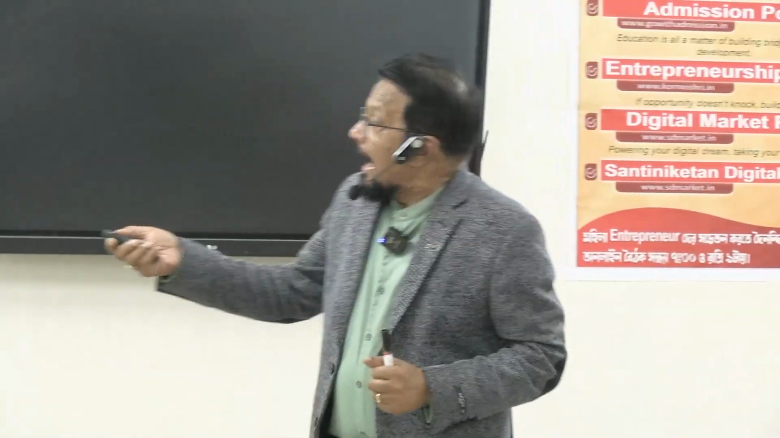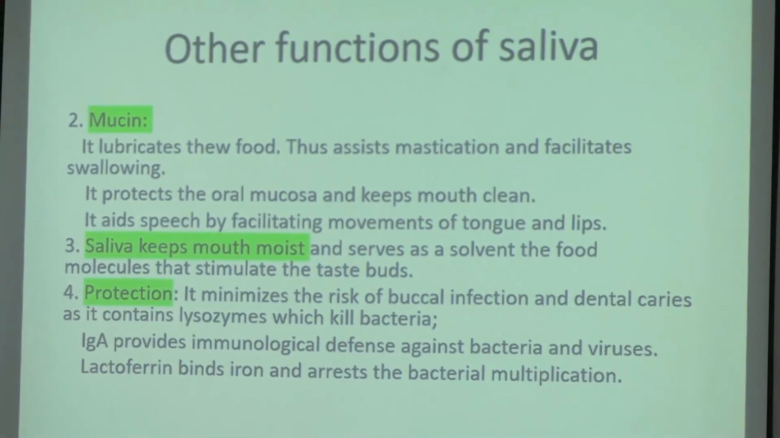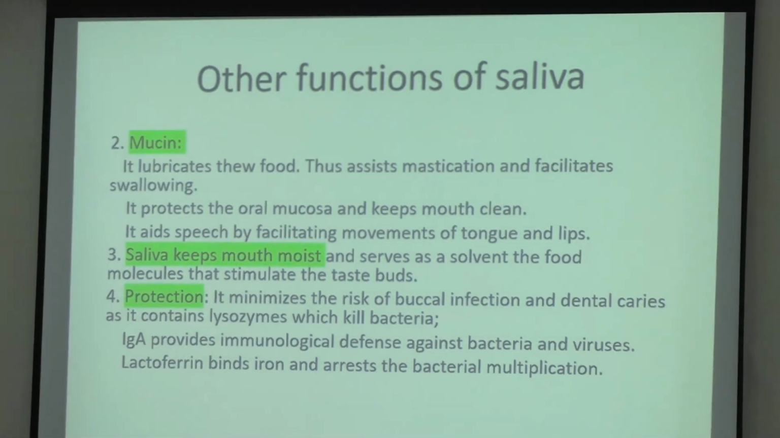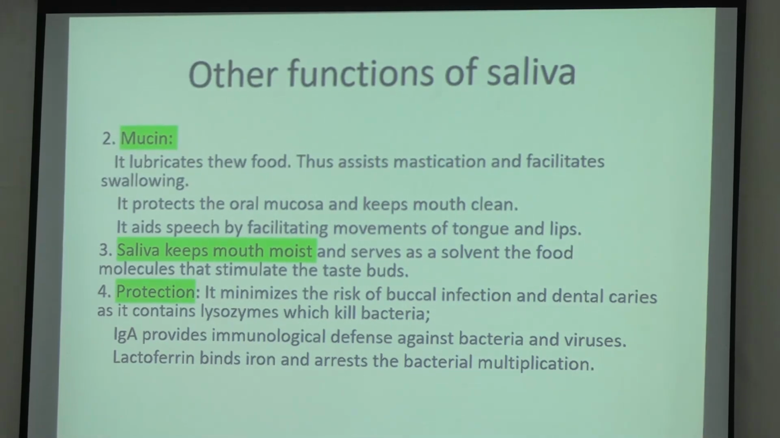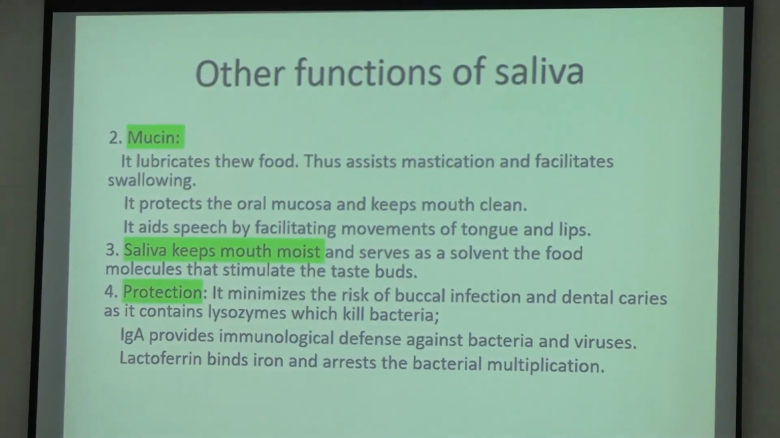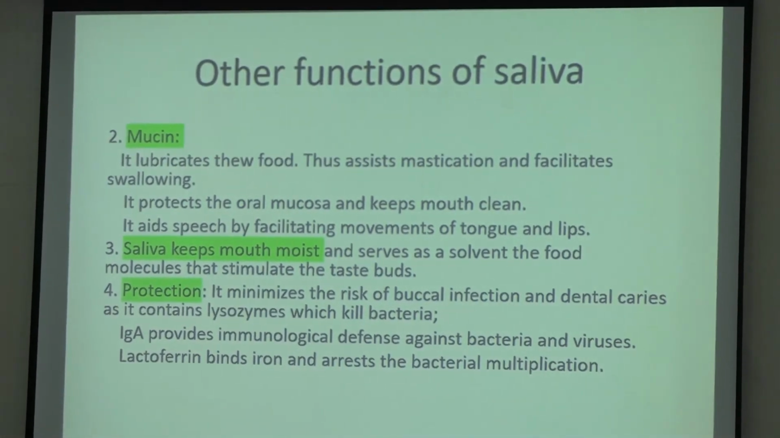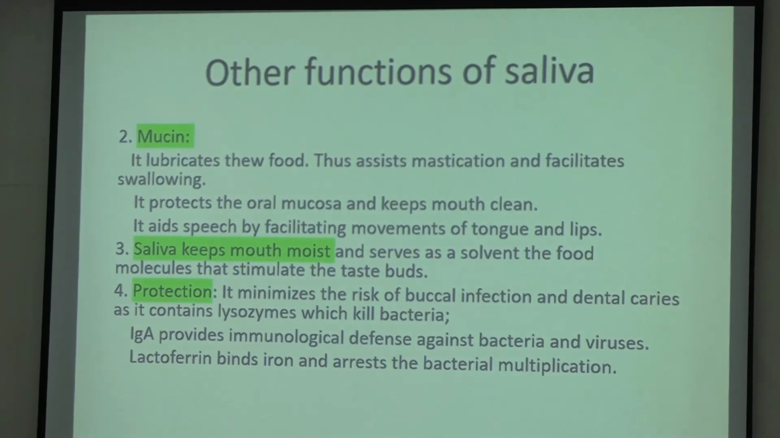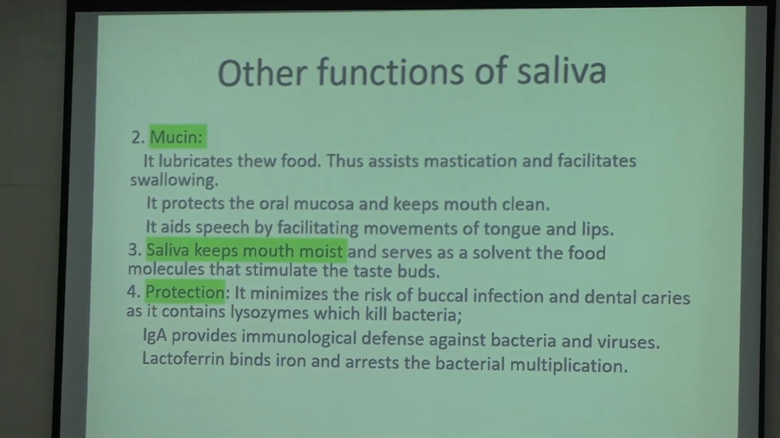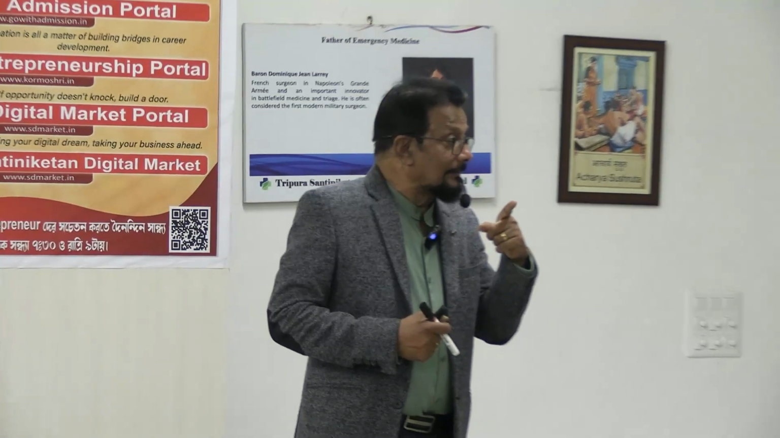Okay? And there is proline, one amino acid. If any protein contains a much higher content of proline, then it has some protective function. How? It protects the enamel of the teeth, and it limits the toxicity of toxins. It prevents the toxicity of toxins.